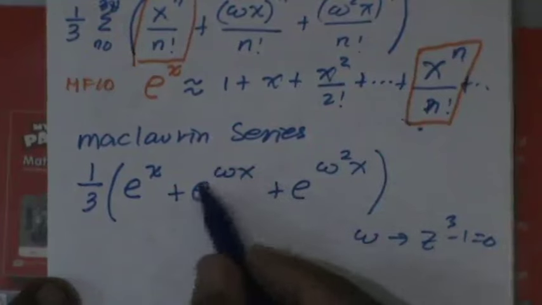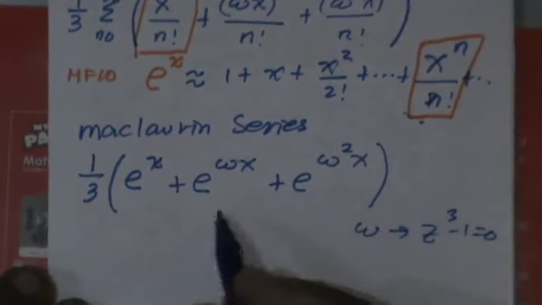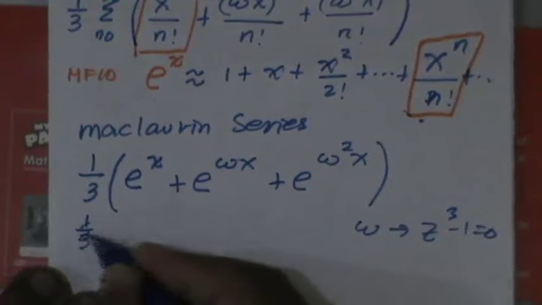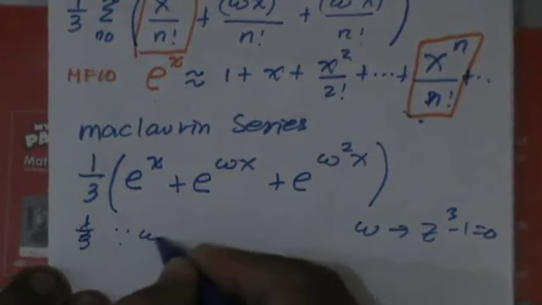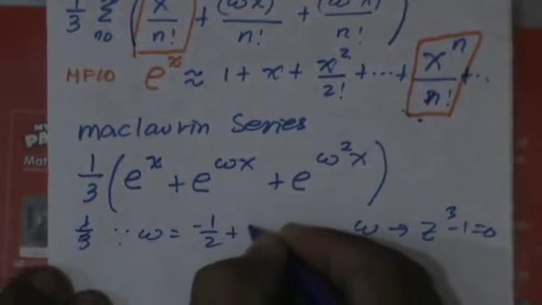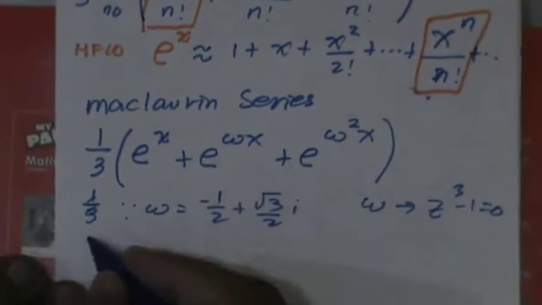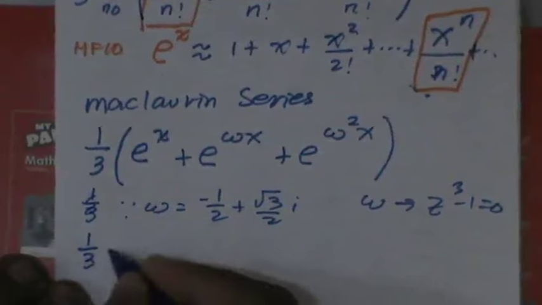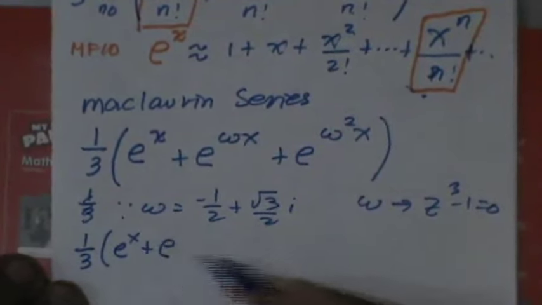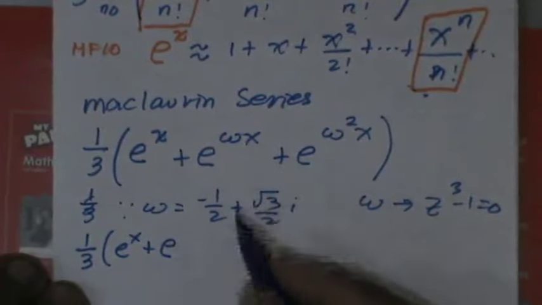That's another way of writing the complex number. So therefore, this one here, let me just plug in. Since omega is equal to -1/2 plus the square root of 3 over 2 i, then this portion here will be 1/3 e to the x plus e. We are just putting this into there.